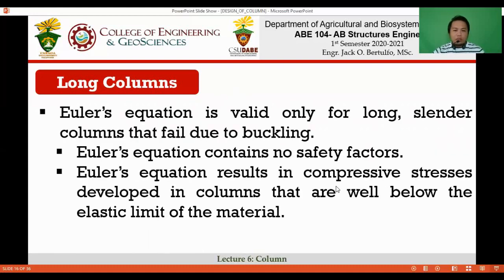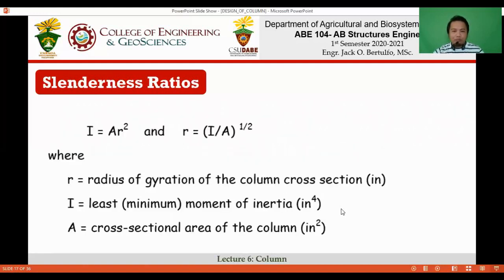So your equation is valid only for a long, slender column that fails due to buckling. If your column is short, do not use the Euler formula, because the Euler formula will be used only for long columns. The Euler equation contains no safety factors. The Euler equation results in compressive stresses developed in columns that are well below the elastic limit of the material. So remember.